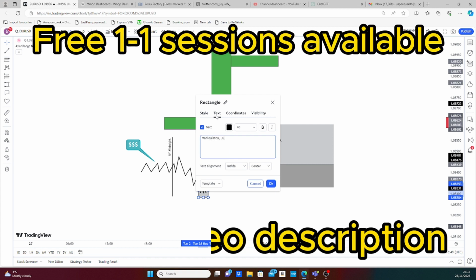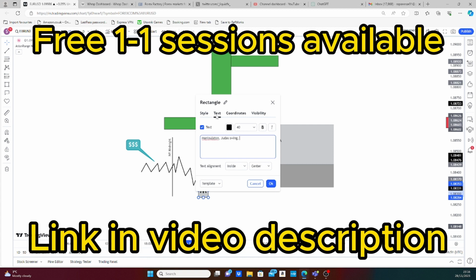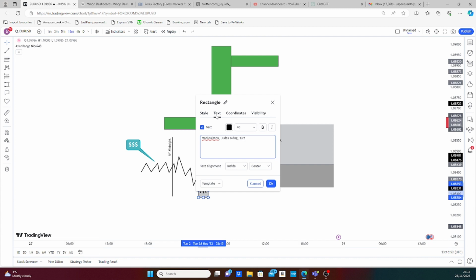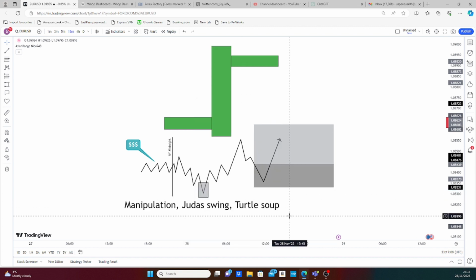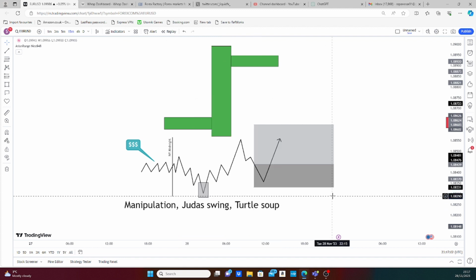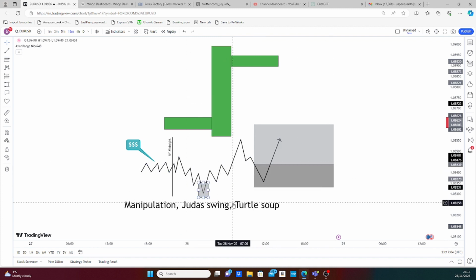Manipulation, Judas swing, turtle soup, they all mean the same thing, right? Mind my spelling. But why are we obsessed with this? What is it about this, right? Now, the manipulation aims to bring people or traders, uninformed traders, impatient traders onto the other side of the market, the sell side, before price breaks structure, and we enter after the manipulation, right?